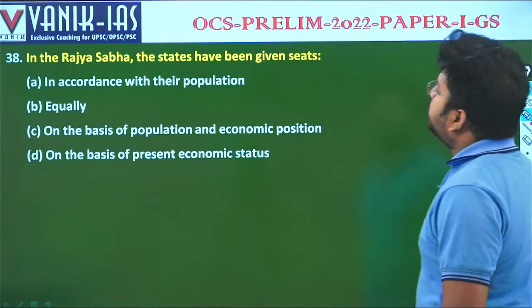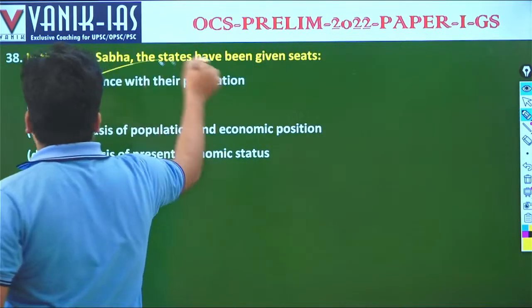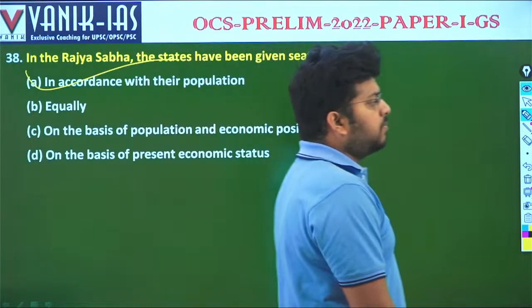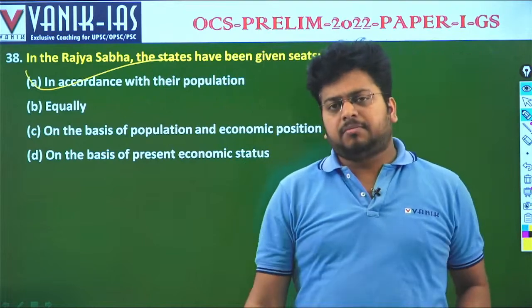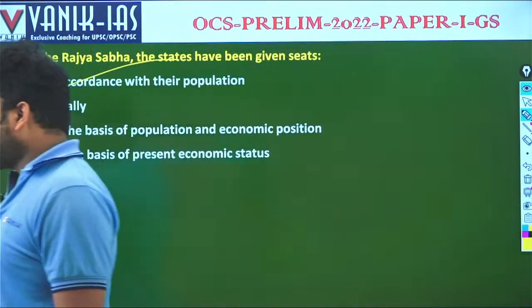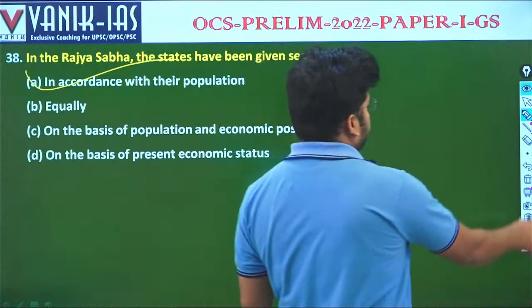In Rajya Sabha, the states have been given seats in accordance with their population. We have not given equal seats to all states, like in the case of the USA. We have very big states like UP and very small states like Goa. We cannot give equal seats to all the states. So Rajya Sabha membership is given on the basis of population. Okay. So 38 A is the answer.